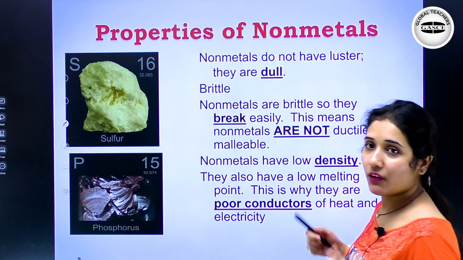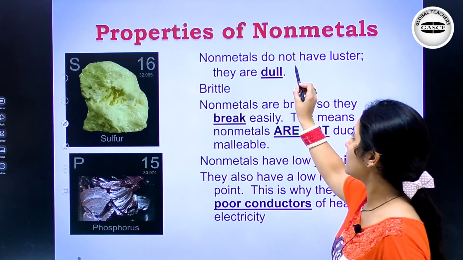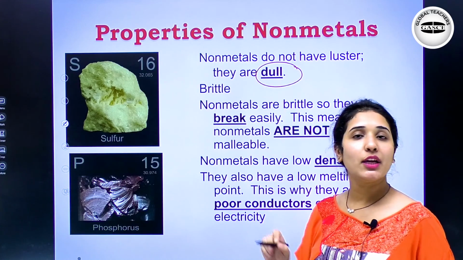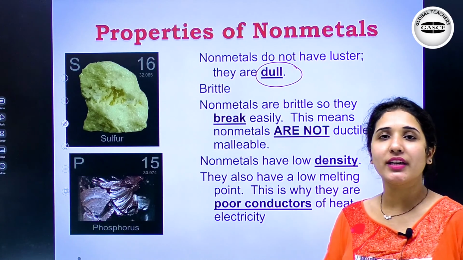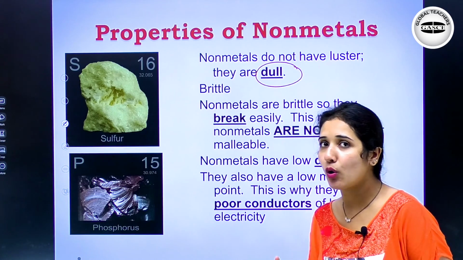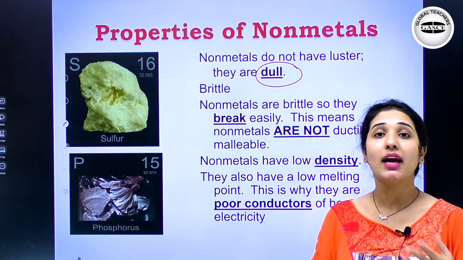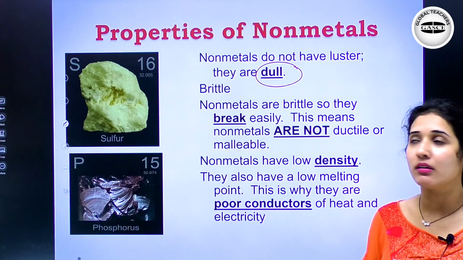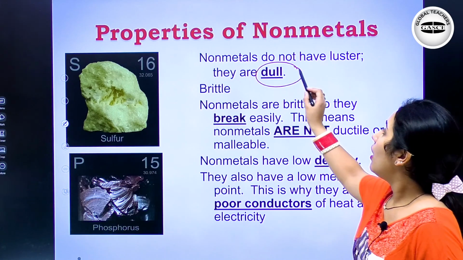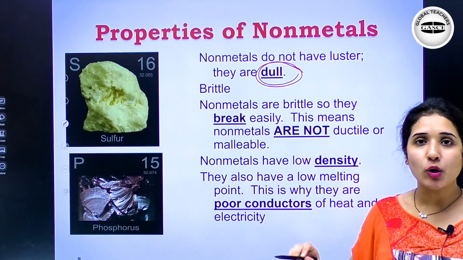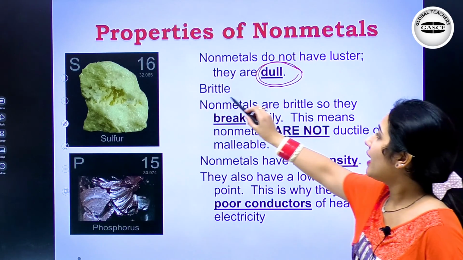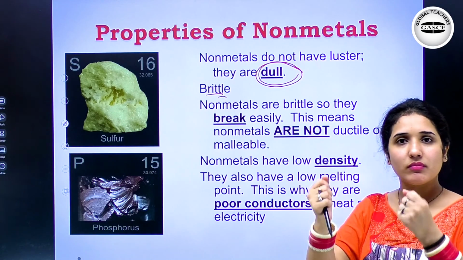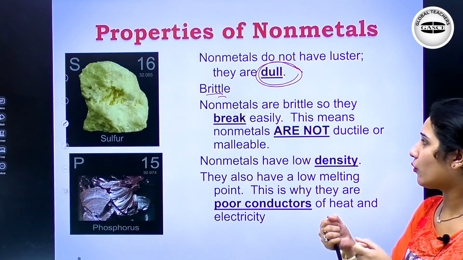If we talk about the properties of non-metals, they are dull. They do not have any luster. They do not shine. Our atmosphere is completely gases and has all the non-metals inside it, but we cannot see any shine coming out from the air. That is because they are dull, or any non-metal, they do not have their own luster. They are brittle, like they can be broken with some force.